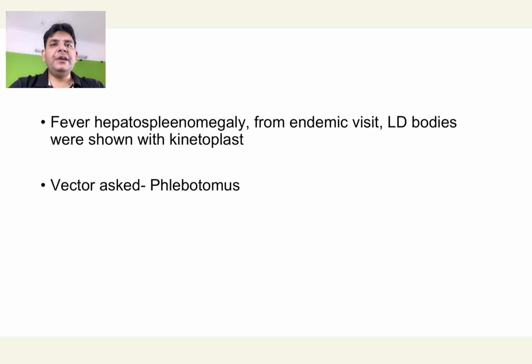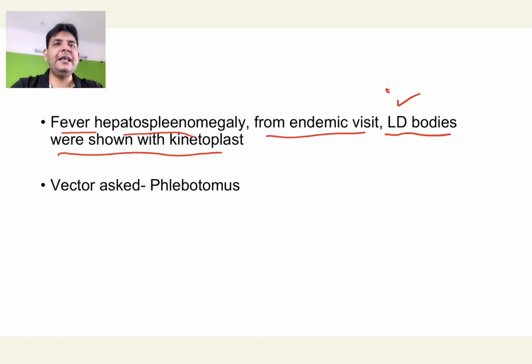Now, there was a question regarding fever and hepatosplenomegaly from an endemic visit, and somebody was saying it was from Uttar Pradesh, somebody was saying from Bihar, and there was a picture given of a macrophage with the kinetoplast. You know the macrophage with kinetoplast is typical of what? LD bodies. And what is LD? LD is Leishman-Donovan bodies. It is the amastigote form, which is found in humans, and the infective form is what, guys? That is the promastigote.